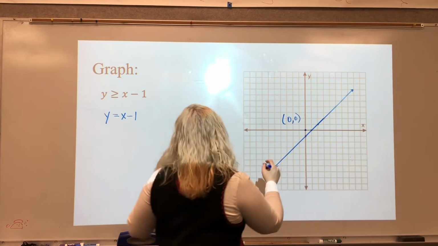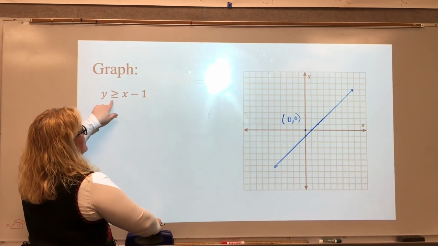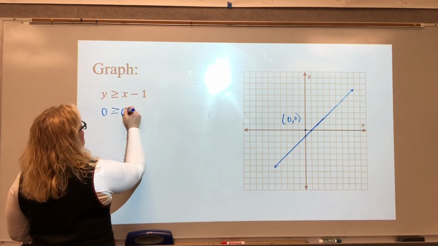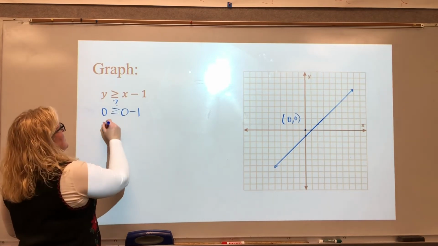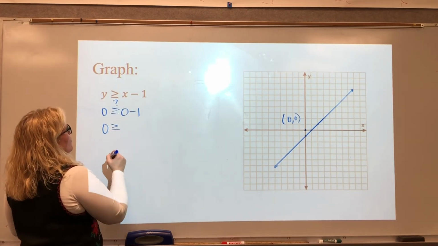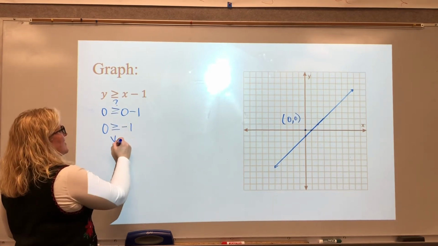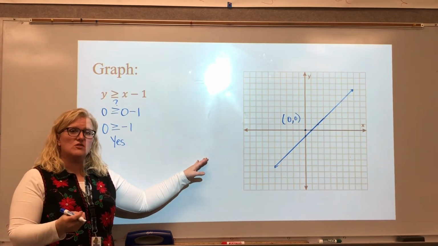And what I'm going to do is plug 0, 0 into this inequality. So I have 0 greater than or equal to 0 minus 1. I'm asking myself, is 0 greater than or equal to negative 1? And the answer is yes. So that means that 0, 0 is a part of my solution.